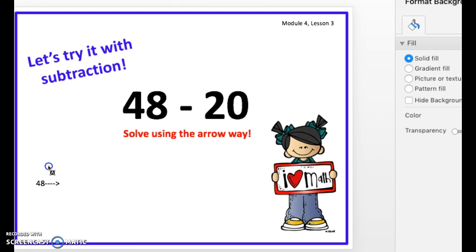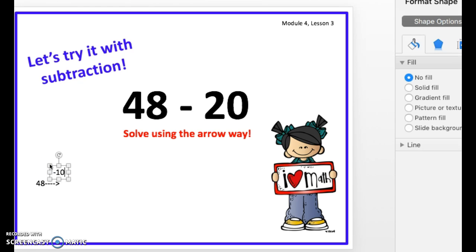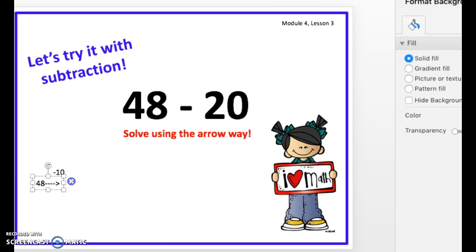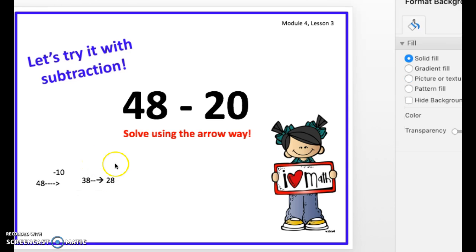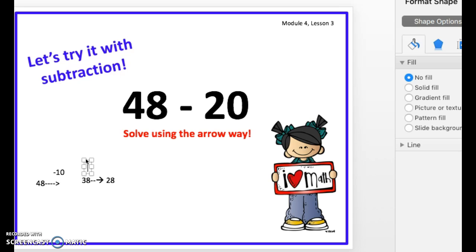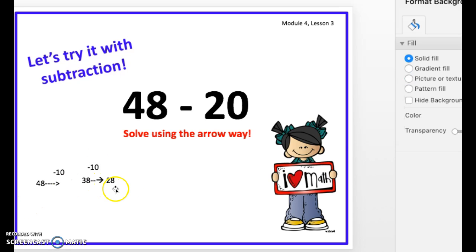My text box doesn't want to work for me. So it's minus 10. And 48 minus 10 is, right, 38. We'll just write it here for now. And then 38 with my arrow is going to be 28. So I have to make sure I put my minus 10 on top of my other arrow. Sorry it doesn't look so pretty, guys. All right, so my answer is 28. Remember, 48 minus 10 is 38. 38 minus 10 is 28.